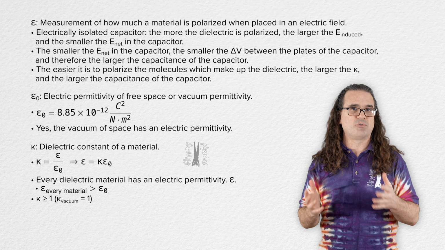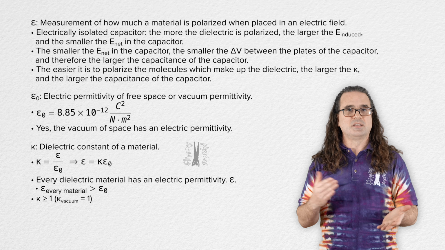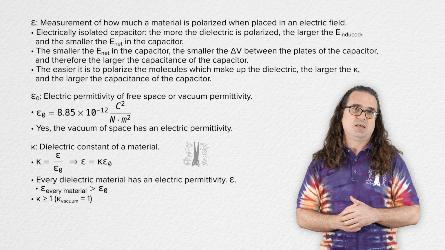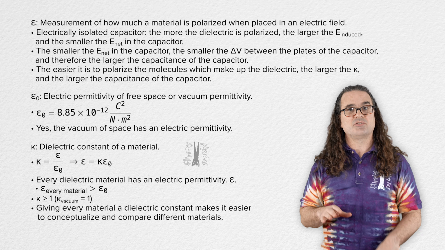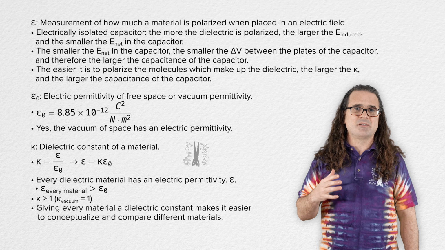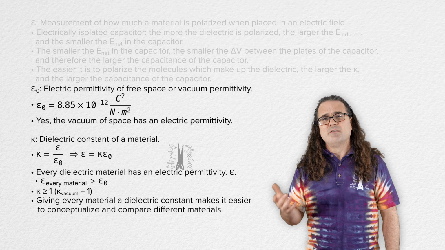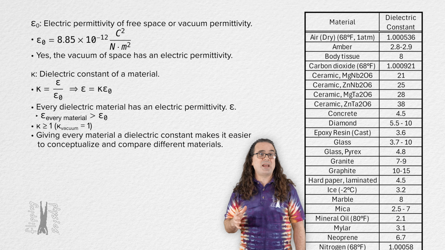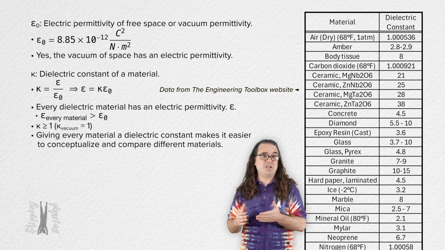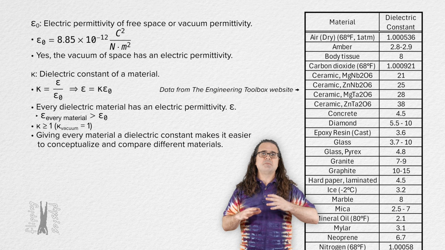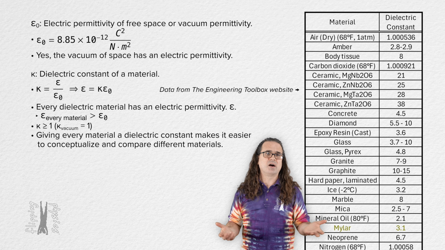Except a vacuum, of course, because by definition, the dielectric constant of a vacuum equals exactly 1. Giving every material a dielectric constant makes it a bit easier to conceptualize how the dielectric compares to a vacuum. For example, take a look at this table of dielectric constants, which has values from a table on the Engineering Toolbox website. Let's determine the electric permittivity of Mylar.